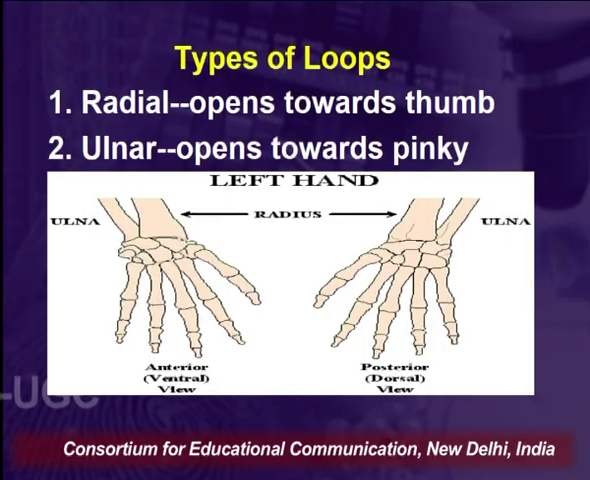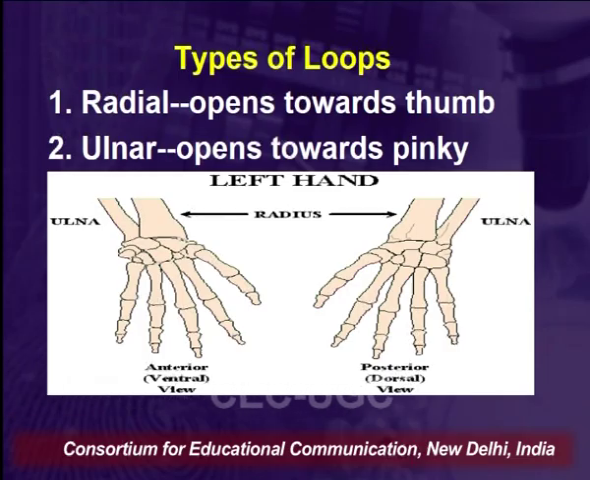So, when a loop pattern is present, we can say there are one or more ridges entering and exiting from the same side, and the loop pattern has a delta. We have discussed that radial loops are the loops which open towards the thumb and ulnar loops are the loops which open towards the pinky. Now, the question is why they are known as radial and ulnar: it is because of the bones present in our hand. We have the radius bone and the ulna bone. The radius bone is towards the thumb. So, the loops which open towards the thumb are known as radial loops and the loops which open towards the little finger are known as ulnar loops.